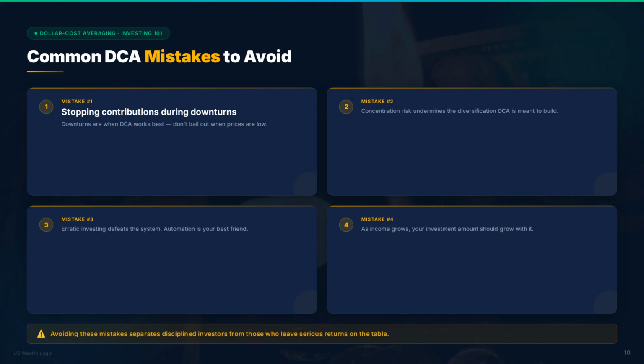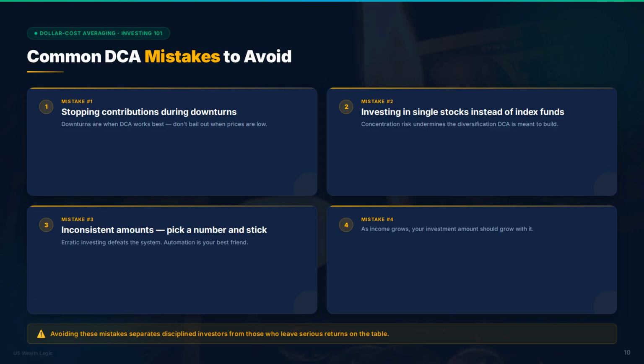Even with a solid strategy like DCA, there are some common mistakes that can undermine your results. The biggest one: stopping your contributions when the market drops. We just talked about why that's actually the worst time to stop. Second, using DCA to buy individual stocks concentrates your risk. Dollar cost averaging works best with diversified investments like broad market index funds or ETFs, not a single company's stock.